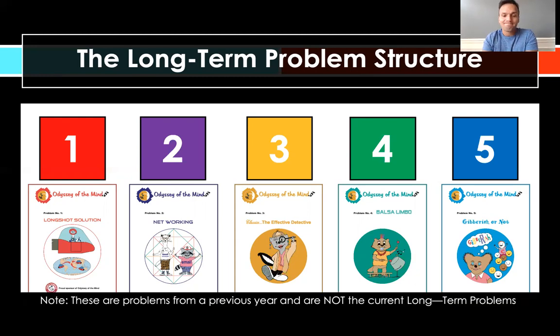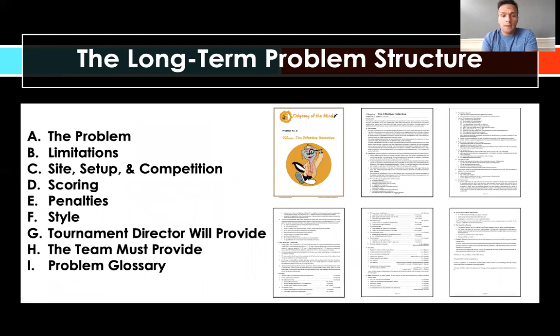All right, so moving on, in terms of the long-term problem structure, basically what I've done here is I've presented a screenshot of the classics problem from that particular competition year. But on the left side, you'll see the structure of every long-term problem. Doesn't matter if it's classics, technical, structure, doesn't make a difference. You always begin with the problem.